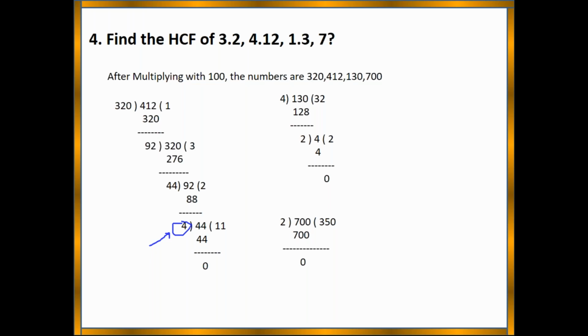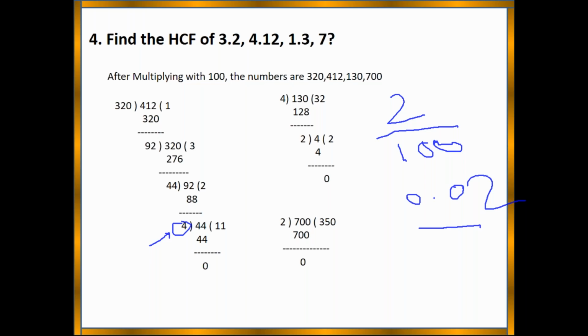So 2 is the GCD for the integers. But the given numbers are decimals, so 2 by 100 is the answer. Nothing but 0.02. Yes. Next one. Integers completed, decimals completed.